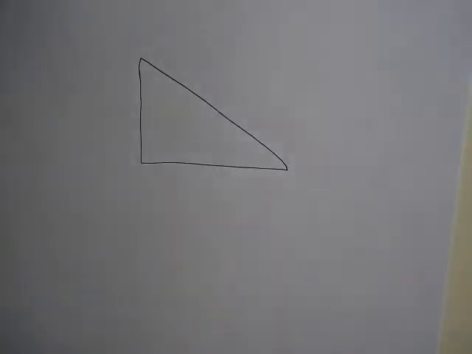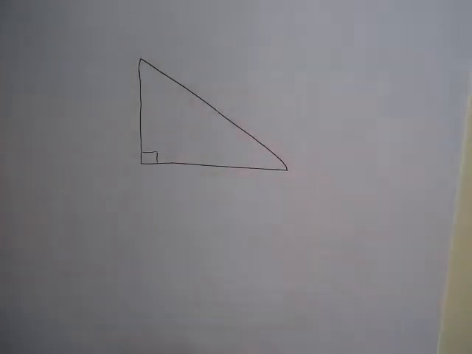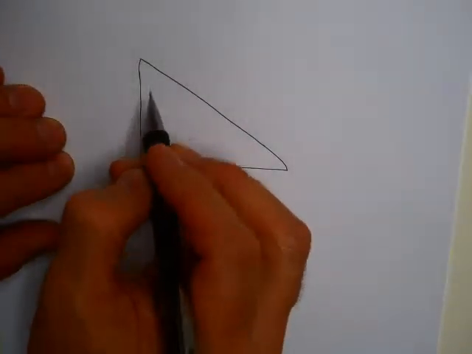So Pythagoras was messing around with triangles one day, and what he noticed was something special. That when he had a right triangle, there was always a hypotenuse. Now the hypotenuse is the longest side of any triangle, but right triangles always have a hypotenuse.